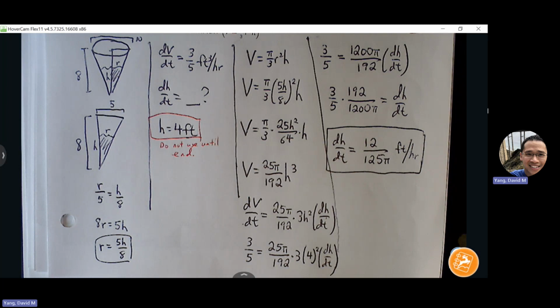For the four at the bottom. But they plugged it in, yeah. It's four. Yeah. This four came from the fact that H is 4 feet. So I didn't want to use it until after the derivative step. Yeah, so we are going to use it, but not until the end, until now.